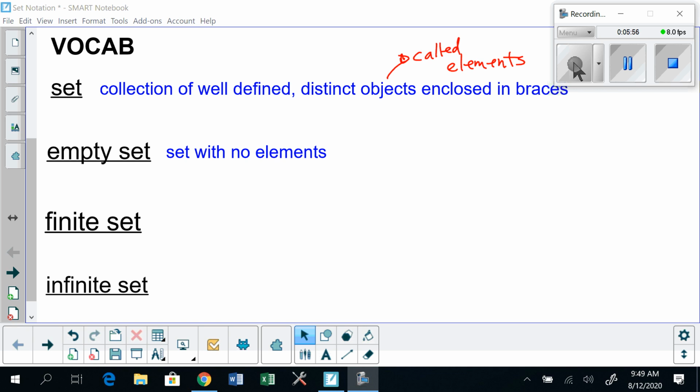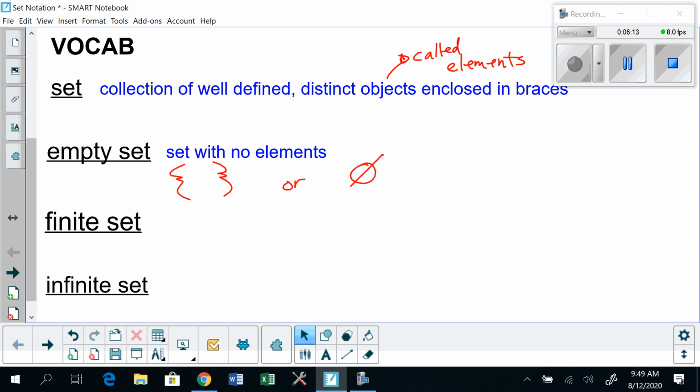You can either write it as a pair of braces with nothing in the middle. This is one way to write an empty set. Or there's another way to write empty set. You actually draw a circle and put a slash through it. This is another way to write empty set.